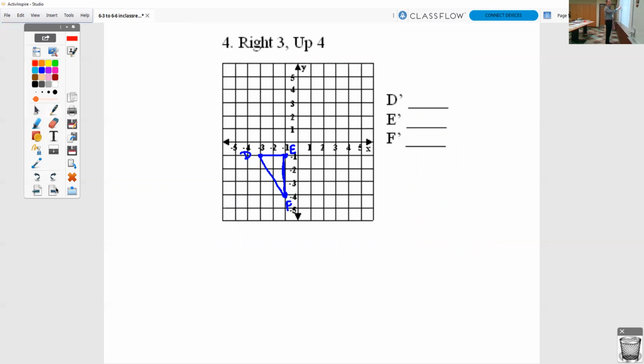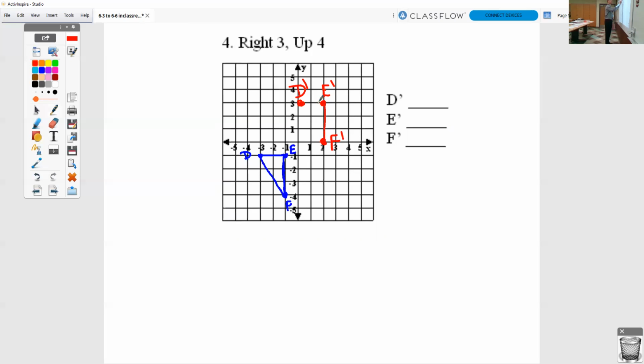So starting at D, right 3, 1, 2, 3, up 1, 2, 3, 4. This is my new D prime. Starting at E, 1, 2, 3 to the right, up 1, 2, 3, 4. This is my new E prime. Starting at F, right 3, 1, 2, 3, up 1, 2, 3, 4. This is my new F prime.